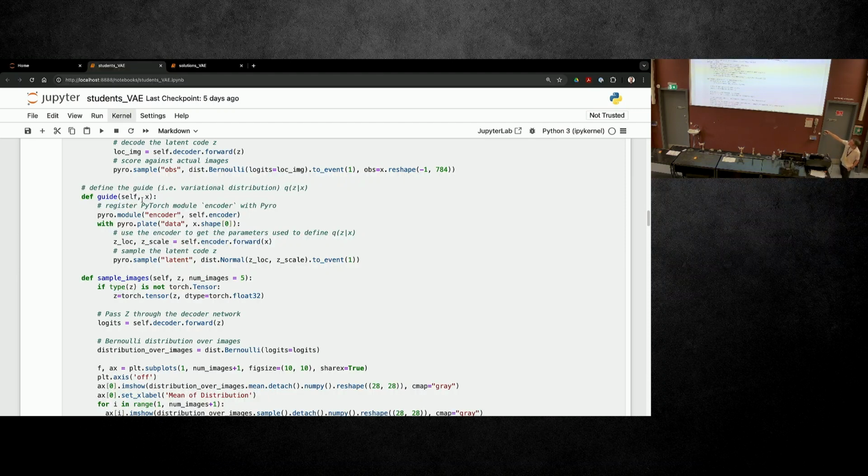We register the encoder up here with Pyro or with PyTorch, indicating that the parameters of the encoder network are also being optimized during the learning, in the same way as the parameters of our decoder network are being optimized.